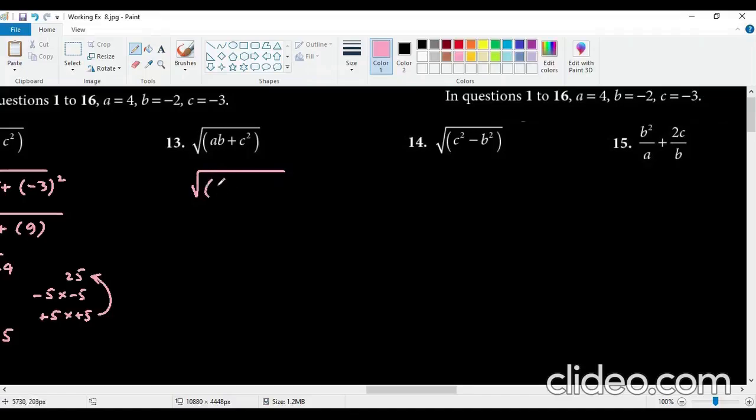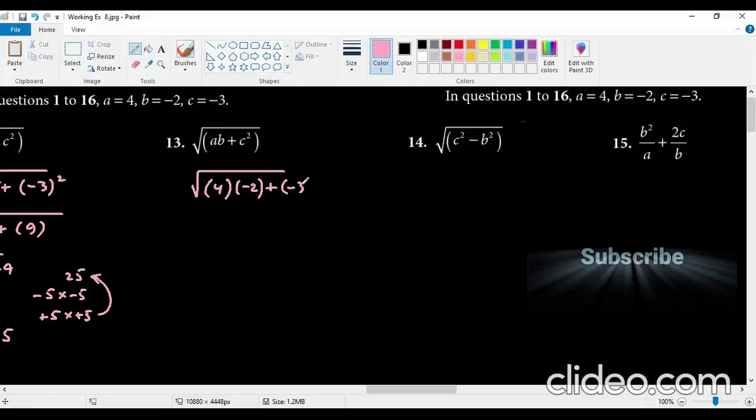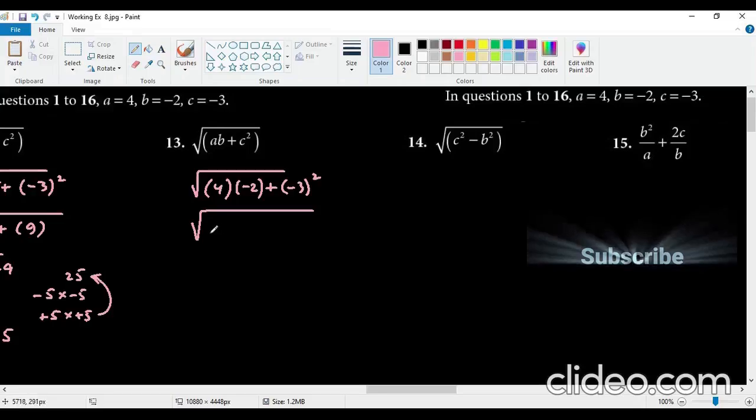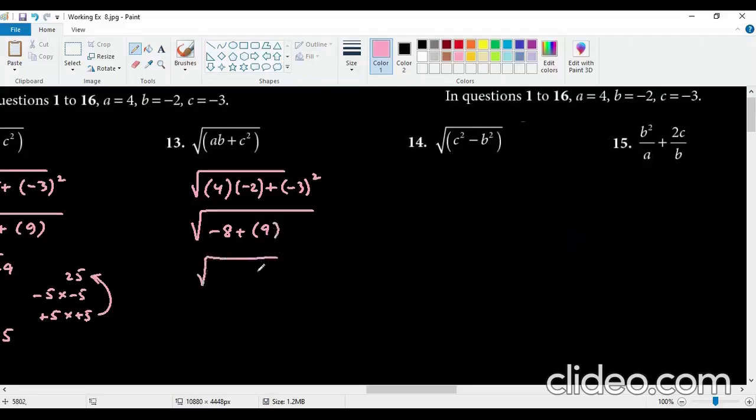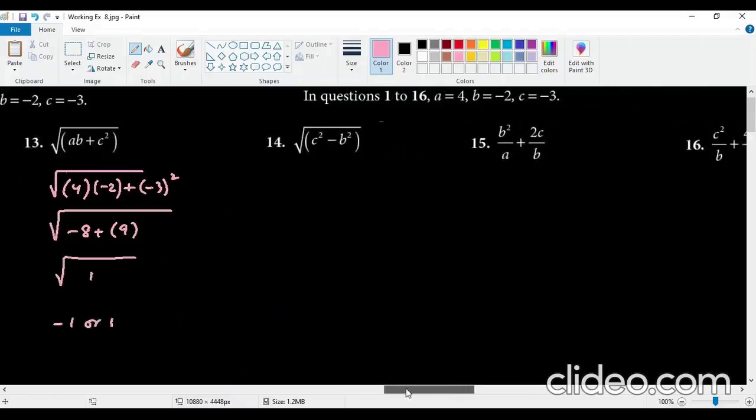Now question number 13 is something like a times b, which means 4 times b value is negative 2, plus c value is negative 3, which is squared. So this is going to give you minus 8 and plus 9. So minus 8 plus 9 is going to give you a plus 1. So the final answer is going to be minus 1 or plus 1. Both are going to be the expected answer.